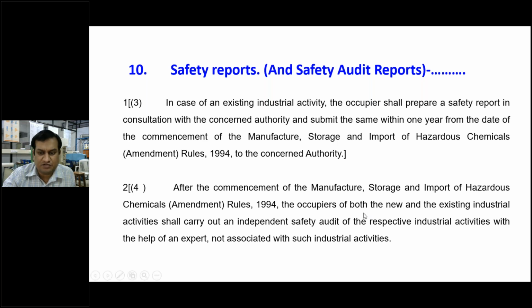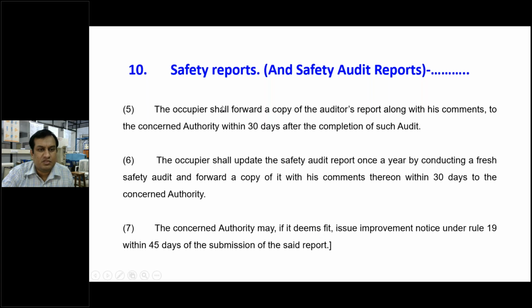For these audits, an expert not associated with such industrial activities should be involved, and the safety audit should be done. On the basis of this safety audit, you have to make a safety audit report. The occupier shall forward a copy of this auditor's report. That is the safety audit report.